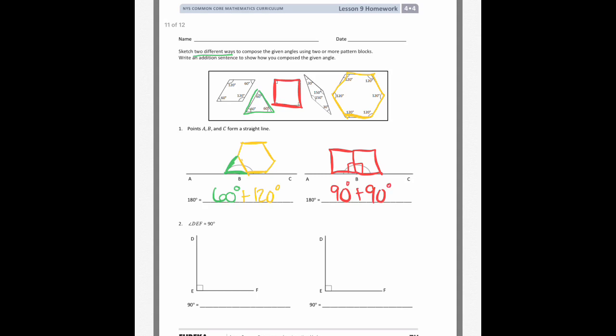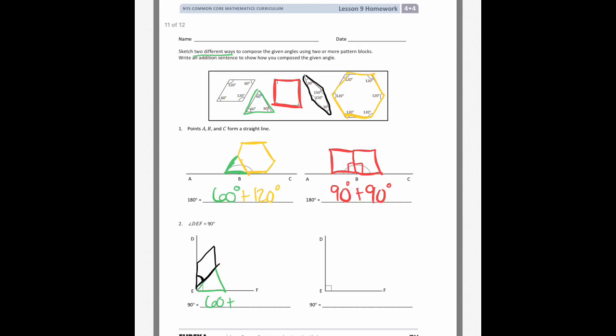It wants us to do the same thing down here with number 2, where you have angle DEF, which is equal to 90 degrees, and it wants us to find 2 different ways to compose that with the pattern blocks. So let's see what I can try here. Do you see this diamond piece at the top? Well, kind of. That's 150 on the sides and then 30 degrees on the acute angles. So I'm going to use a triangle, which is 60 degrees. And then in order for me to get 90, 60 plus 30 will give you 90.